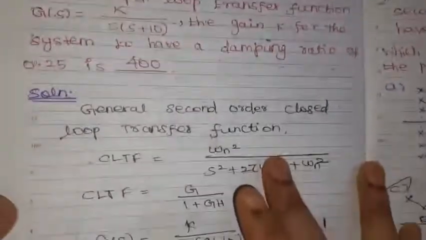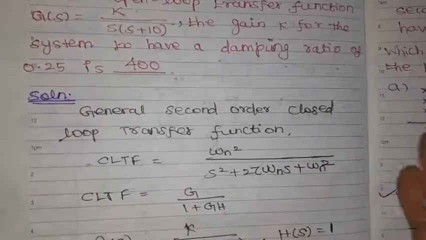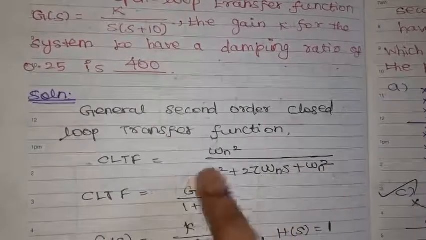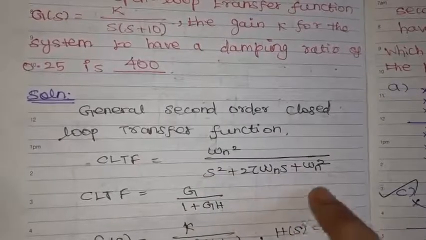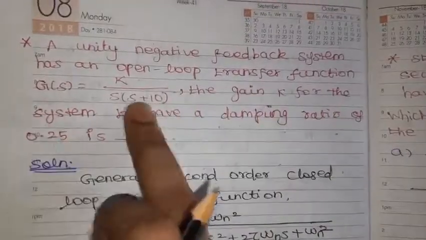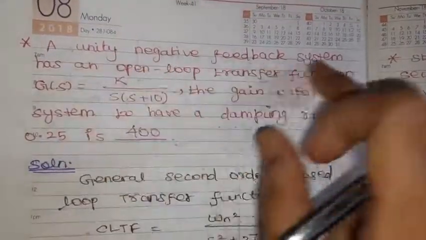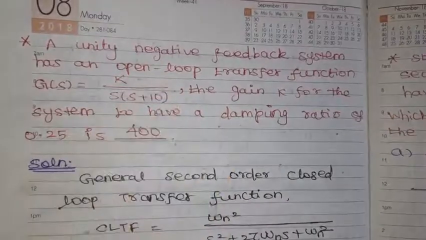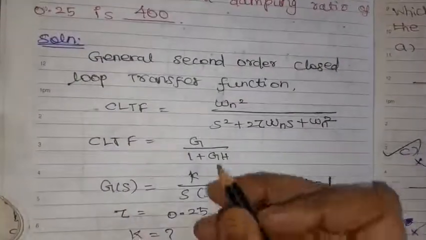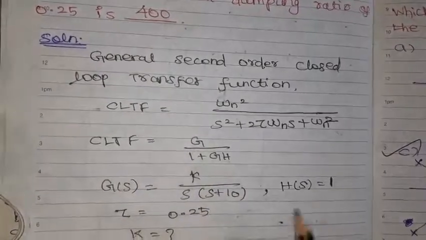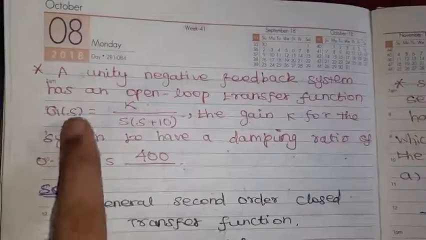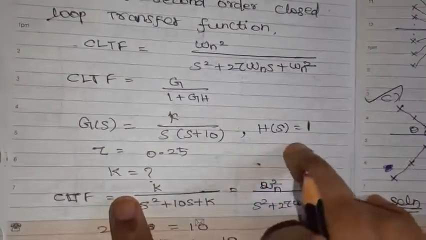We know that the standard general second order closed loop transfer function is omega n squared divided by s squared plus 2 zeta omega n s plus omega n squared. This is the open loop transfer function G(s), and a unity negative feedback system is given. So H(s) is equal to 1. This is the standard G divided by 1 plus GH. G(s) is given in the problem. Unity negative feedback means H(s) is unity.